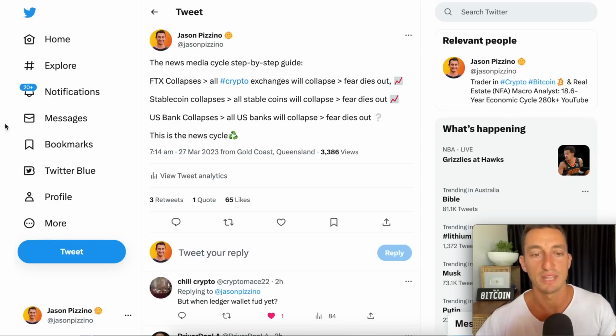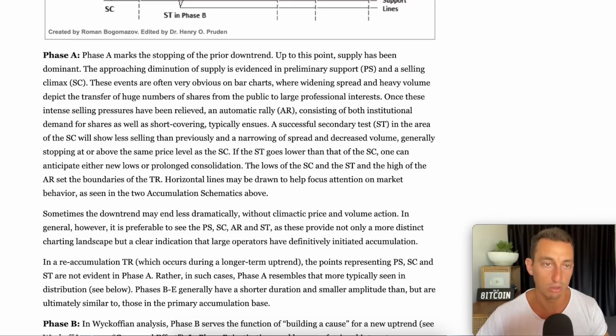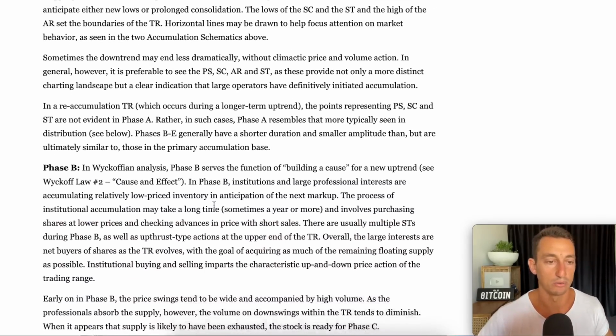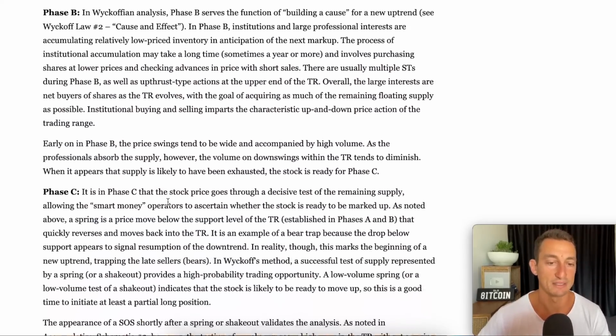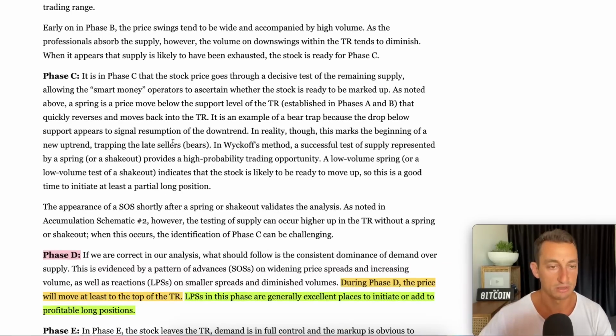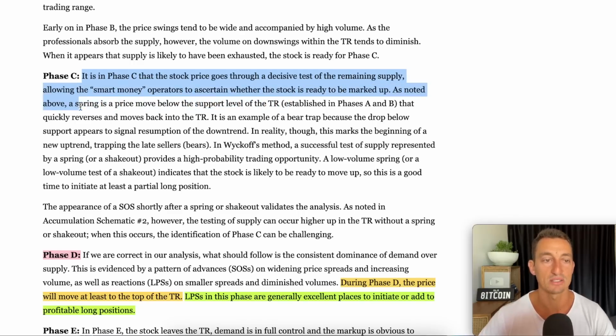So I just wanted to mention that news cycle because of how severe these things can be at the bottoms, because that is part of the Wyckoff schematic here, looking at the different phases. Richard Wyckoff, Mr. Richard Wyckoff, talks specifically about this in Phase C. It is in Phase C that the stock price goes through a decisive test of remaining supply, allowing the smart money operators to ascertain whether the stock is ready to be marked up. Basically, is it ready to go up?